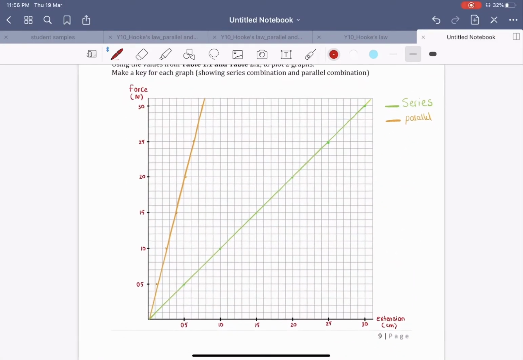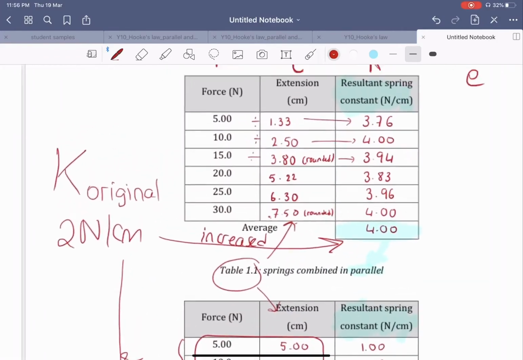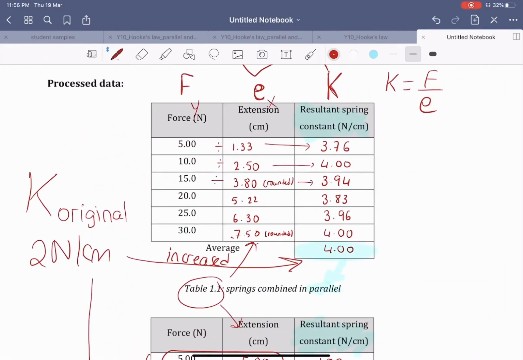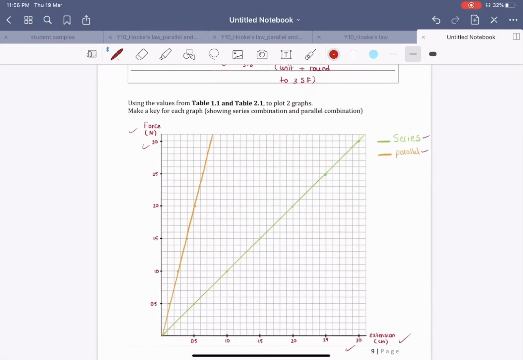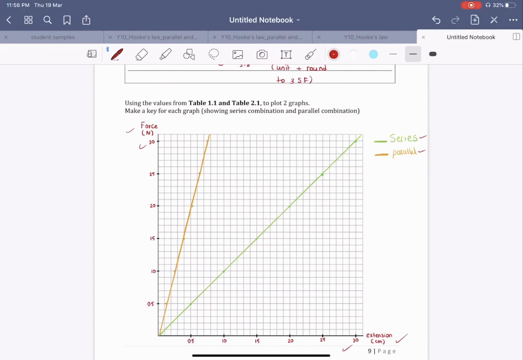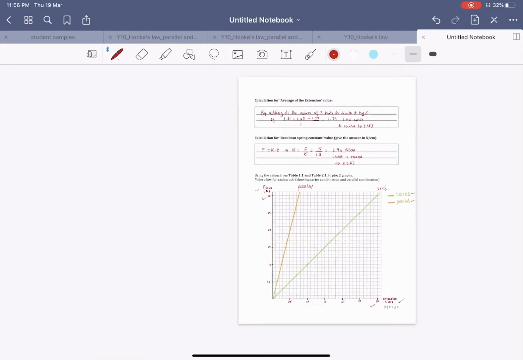Anyway, so back to my answer. That's the correct answer. You should have a good scale. I have a good scale. I named my x-axis and my y-axis. Okay, and if you look over here, that's the y, that's the x. Then I plotted both graphs and I have a key for each graph. I know that the parallel one is this one and the series one is this one.